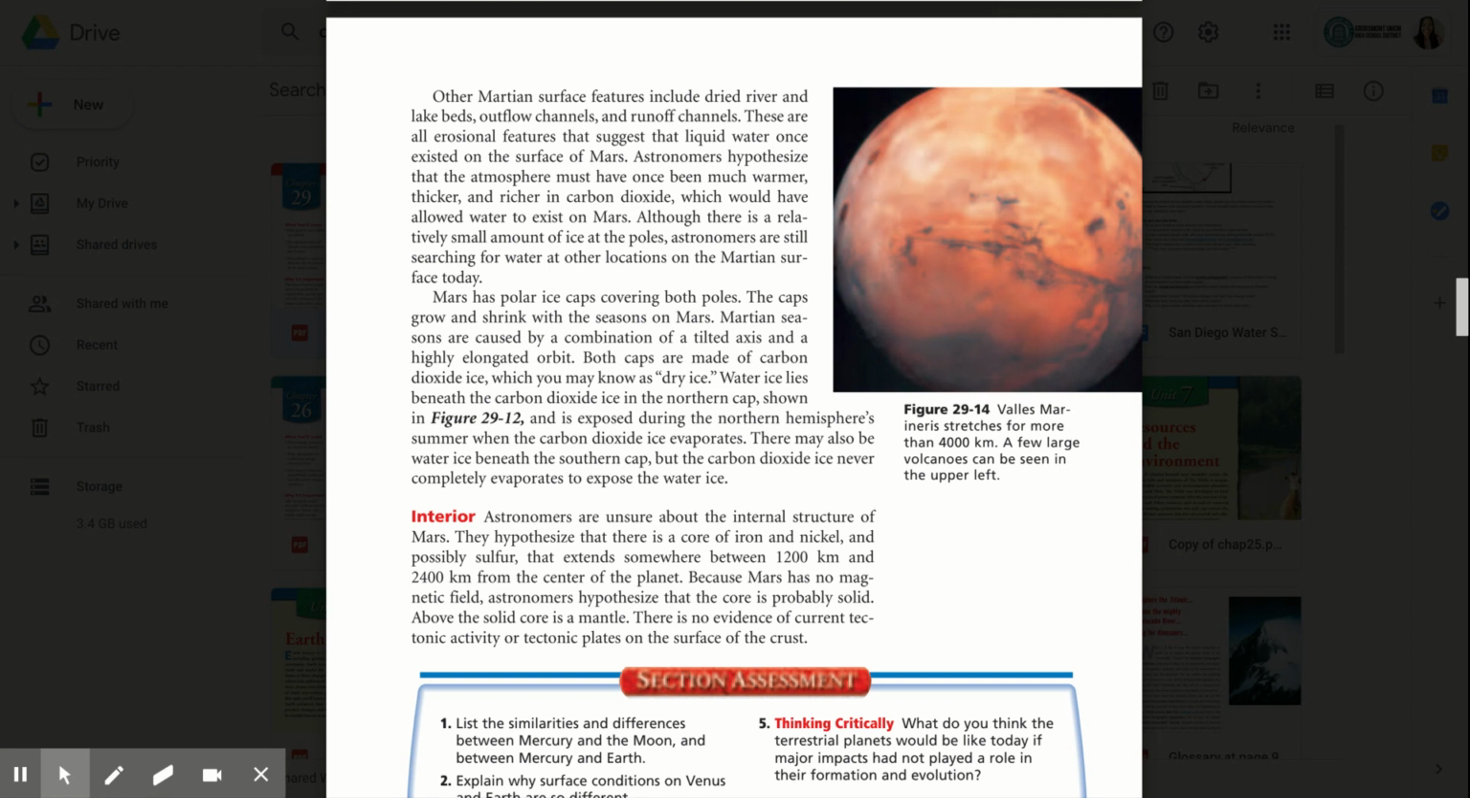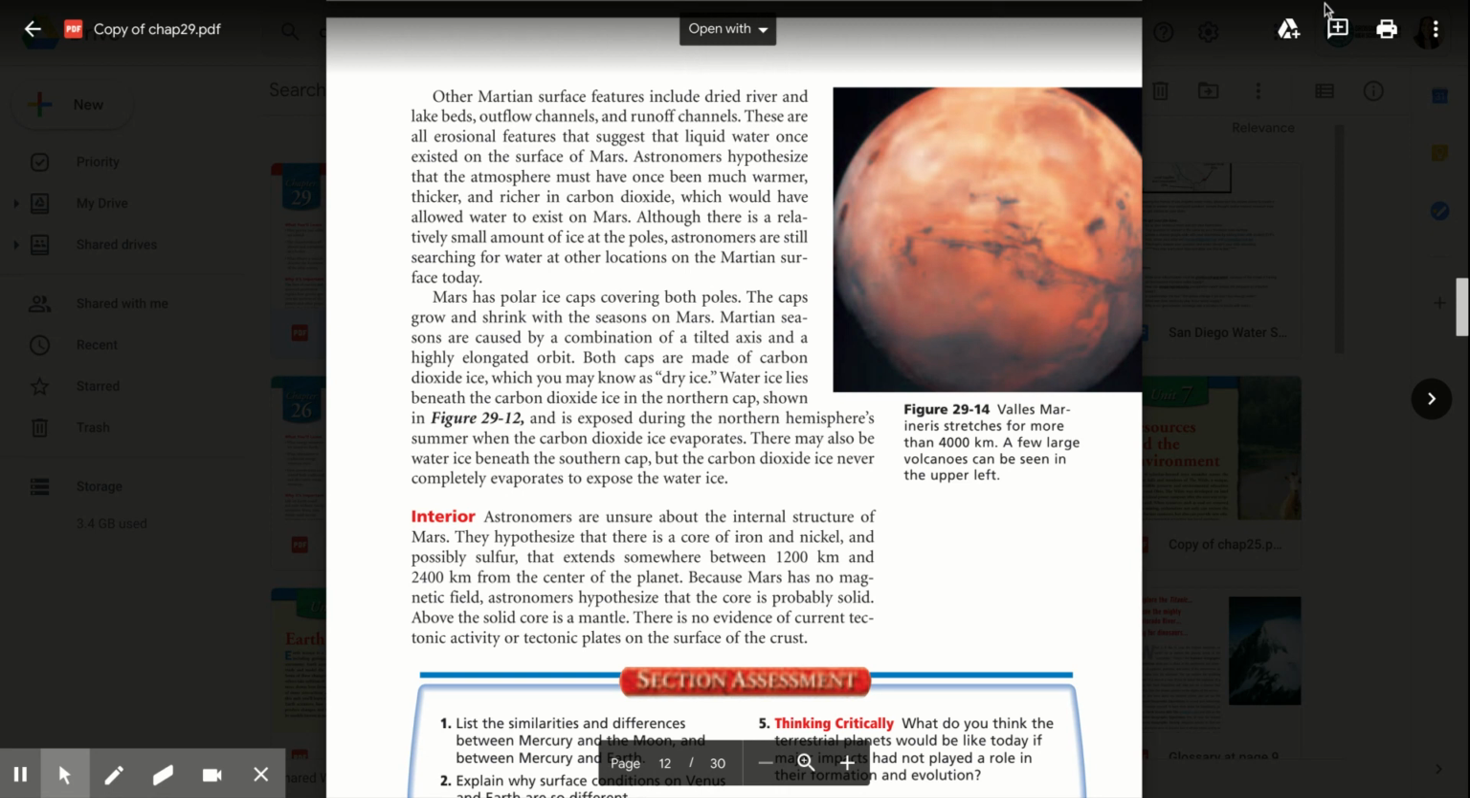dried river and lake beds, outflow channels, and runoff channels. These are all erosional features that suggest that liquid water once existed on the surface of Mars. Astronomers hypothesize that the atmosphere must have been much warmer, thicker, and richer in carbon dioxide, which would have allowed water to exist on Mars. Although there is a relatively small amount of ice on the poles, astronomers are still searching for water at other locations on the Martian surface today.